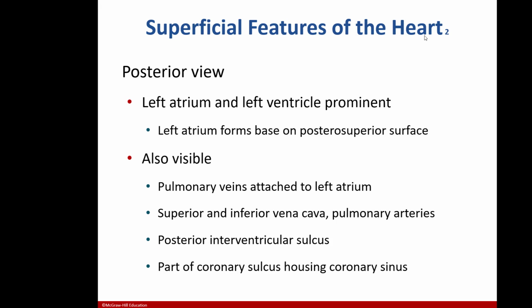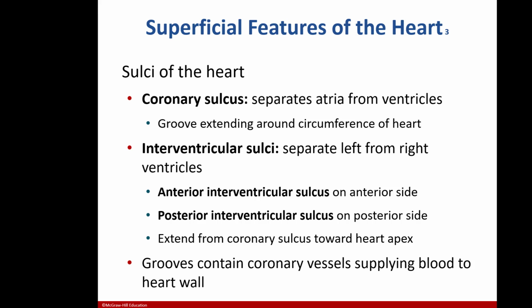The left atrium and the left ventricle are more prominent, and you can see that they form the base of the posterior superior surface. Also visible in the posterior view are the pulmonary veins attached to the left atrium, the superior and inferior vena cava, the pulmonary arteries, of course the posterior interventricular sulcus, and the coronary sulcus that houses the coronary sinus.